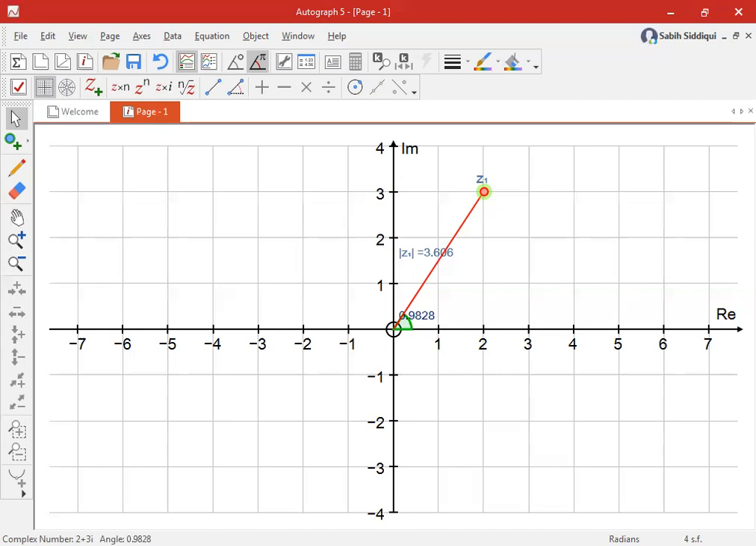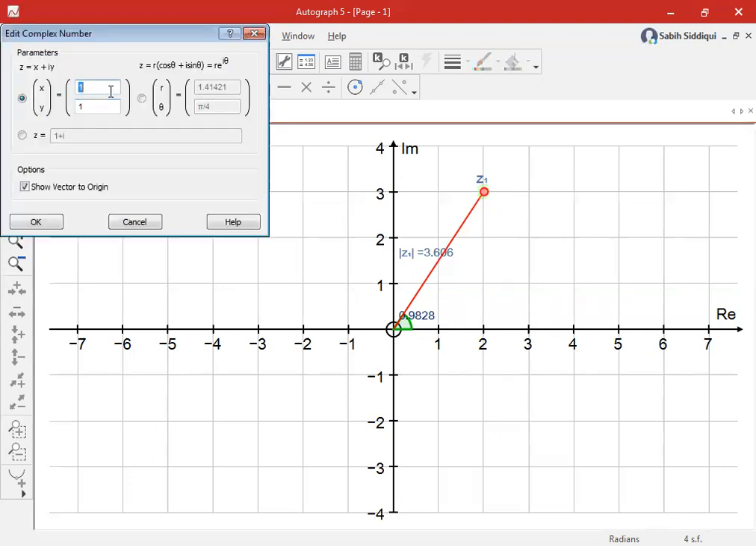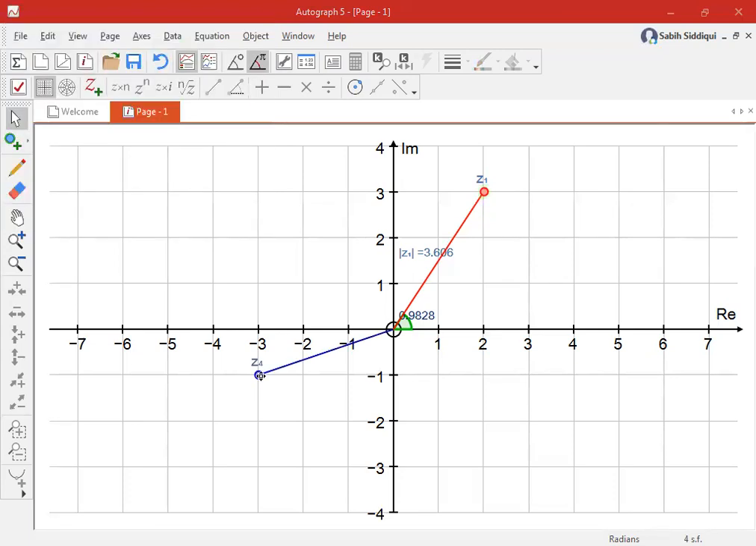The previous A-level syllabus followed this convention that the argument had to be an angle between negative pi and pi. That means that the argument cannot be an angle greater than 180 degrees or pi radians. So the moment you went in the third quadrant, for example, let me take an example. If I take a number which is -3 and -1. Now this is a complex number z2.